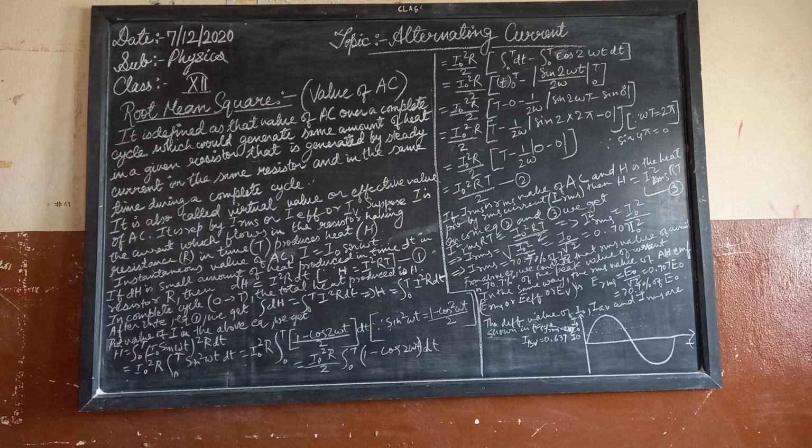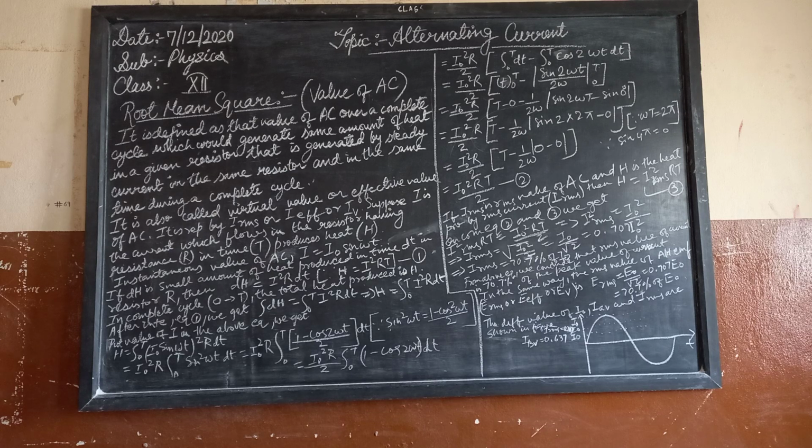The instantaneous value of AC is I equal to I0 sin omega t, which is the instantaneous value of alternating current. If dH is a small amount of heat produced in time dt in resistor R, then dH is equal to I square R dt, which comes from the equation H equals I square R t. We have already been through this in 10th standard.